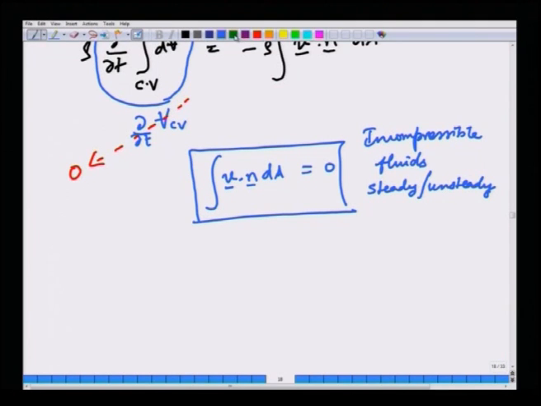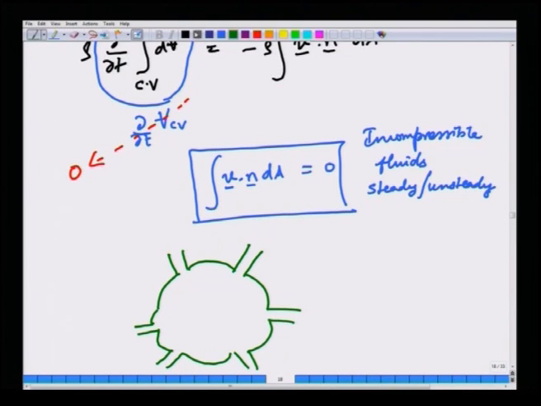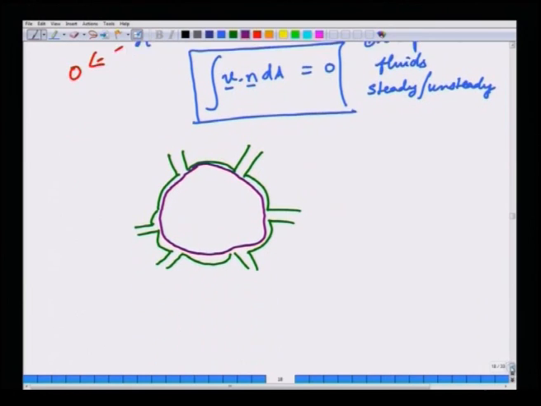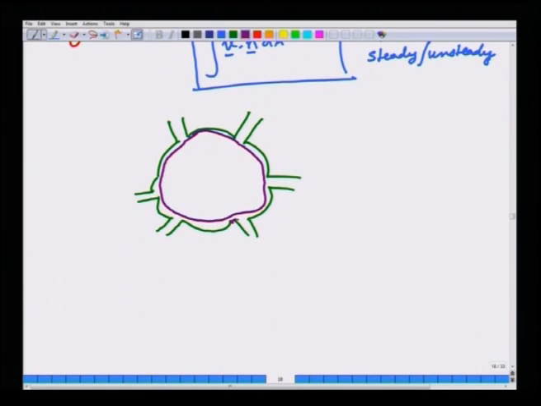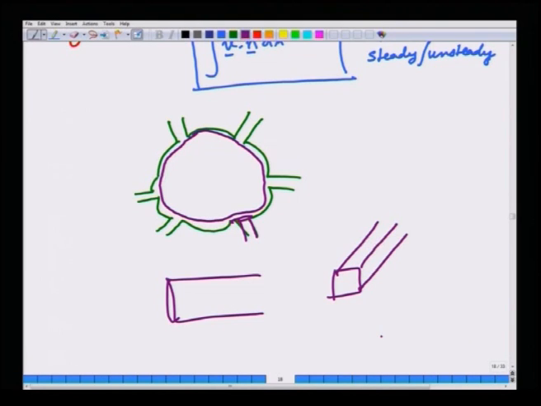Now, let us try to think of reasonably concrete examples. Typically what you have is a CV with various inlets and outlets, okay, multiple inlets and outlets. So, this is, let us say, some sort of a container, and this is your CV. There are various inlets and outlets. Typically these inlets and outlets are pipes of some cross section, or some rectangular conduits. That is how inlets and outlets will be in real applications.